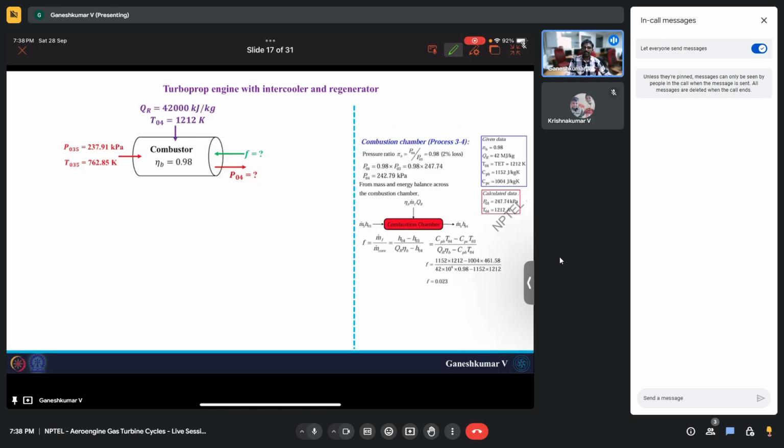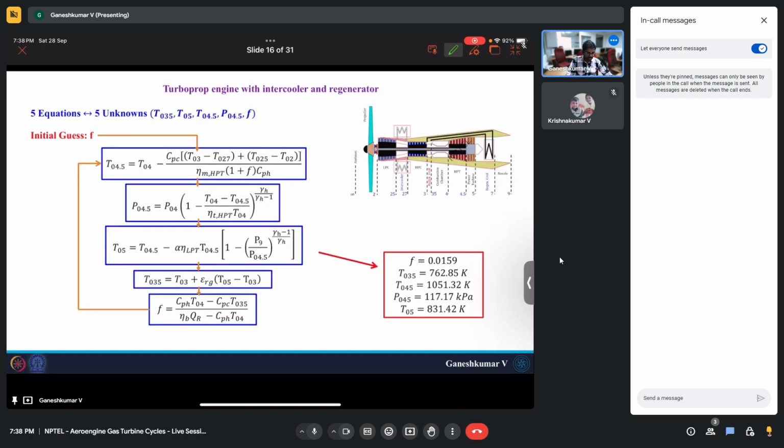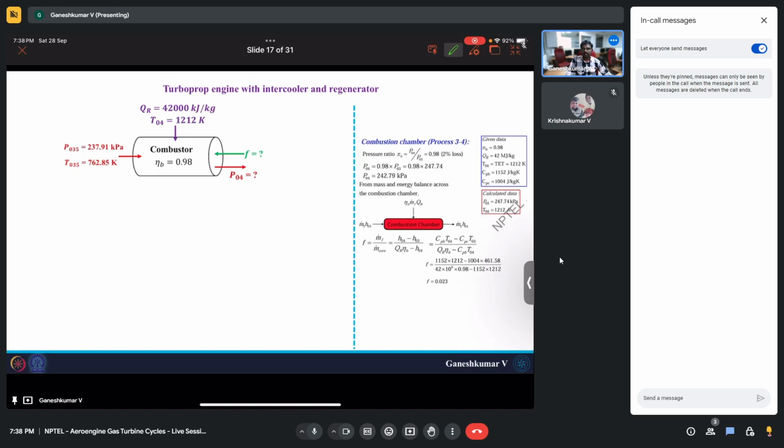So in the combustor, what you have is 762.85 Kelvin hot gas, relatively hot compared to the high pressure compressor, but in the combustor it is going to go to a high temperature of 1212 Kelvin. And the pressure from the exit of the regenerator is 237.91 kilopascal. Pressure loss we already found. This is less than whatever we got in the lectures, because HPC exit was also lower, and the regenerator also lost some pressure, so we should expect the pressure to be lower than what we saw in the lectures.